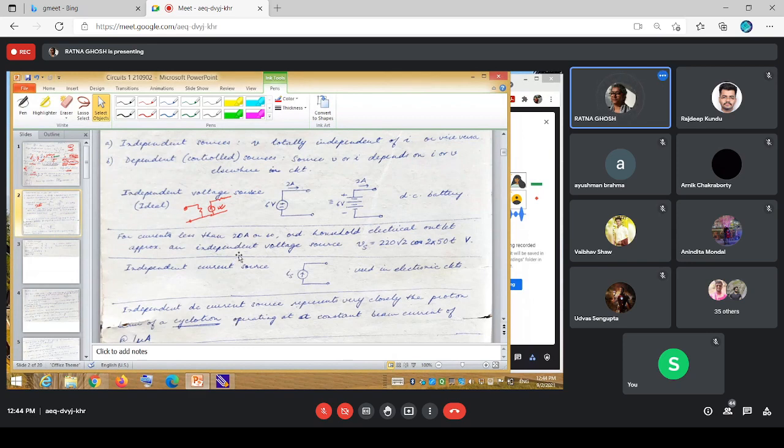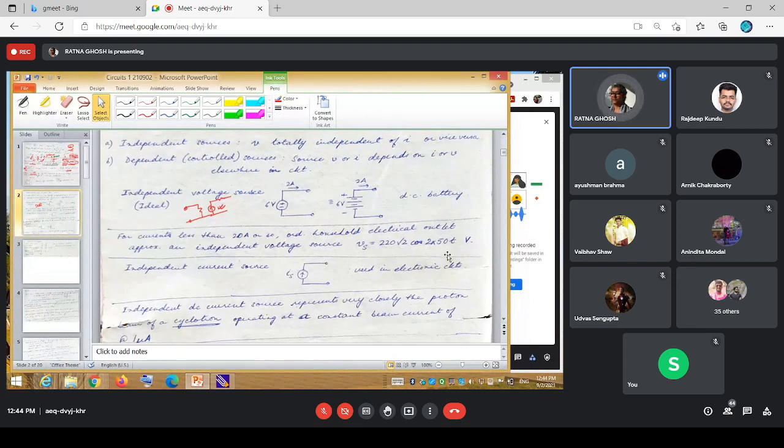Now look at this. These are household electrical outlets. They approximate an independent voltage source, 220 volts as we know. 220 volts is the RMS voltage. As a result, the maximum voltage, or actually the voltage profile, is 220 root 2 with sinusoidal variation, a cosine of 50 hertz frequency, so 2 pi into 50 times t. This is the actual representation of the voltage.